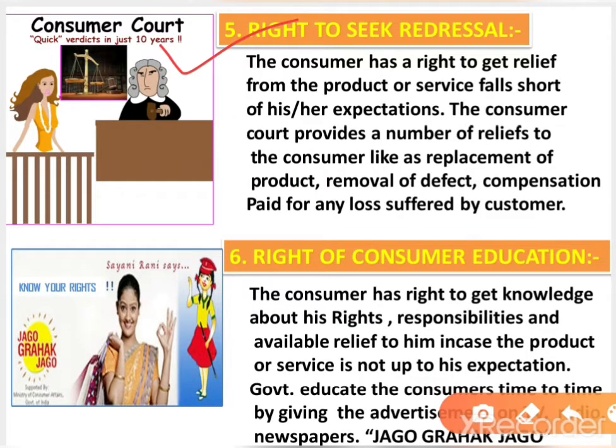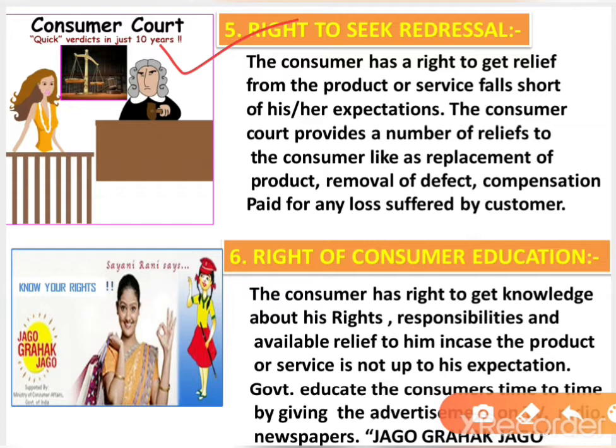Fifth right is right to seek redressal. If a consumer has any complaint or grievance against the unfair trade practice of seller, like charging higher price, selling poor quality of goods, misleading advertisement, underweights and measures, adulteration, then they can seek redressal of their grievances by approaching three-tier judicial machinery.